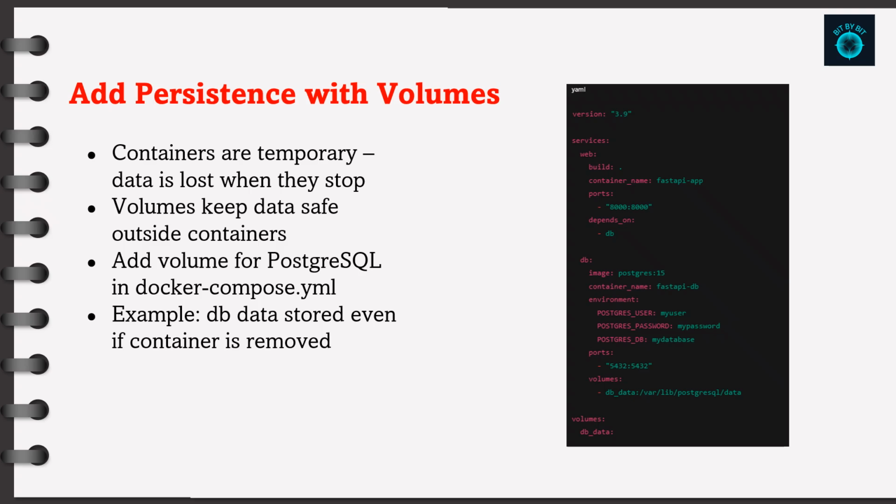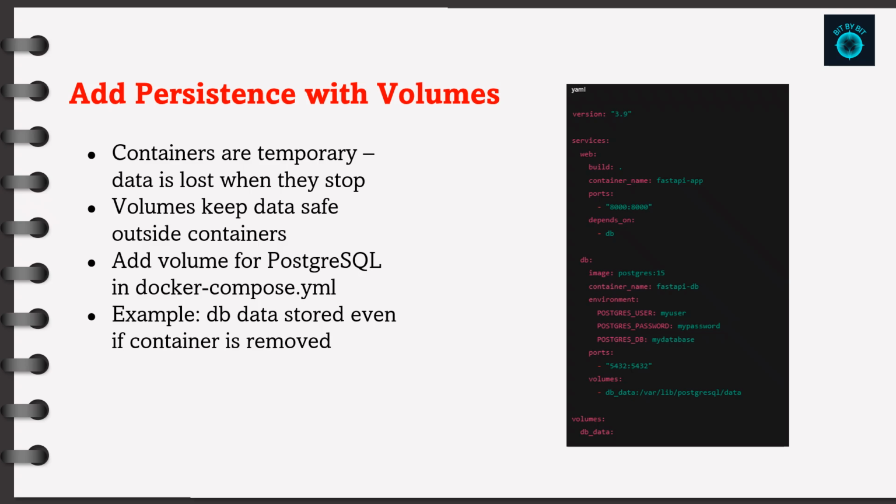In the db service, we added a new section called volumes. Inside it, we wrote - db_data:/var/lib/postgresql/data. This means create a volume named db_data and mount it to the path where Postgres stores its database files inside the container. That path is /var/lib/postgresql/data. At the bottom of the file, we also declared the volume with volumes: db_data:. This is how Docker knows that db_data is a named volume.